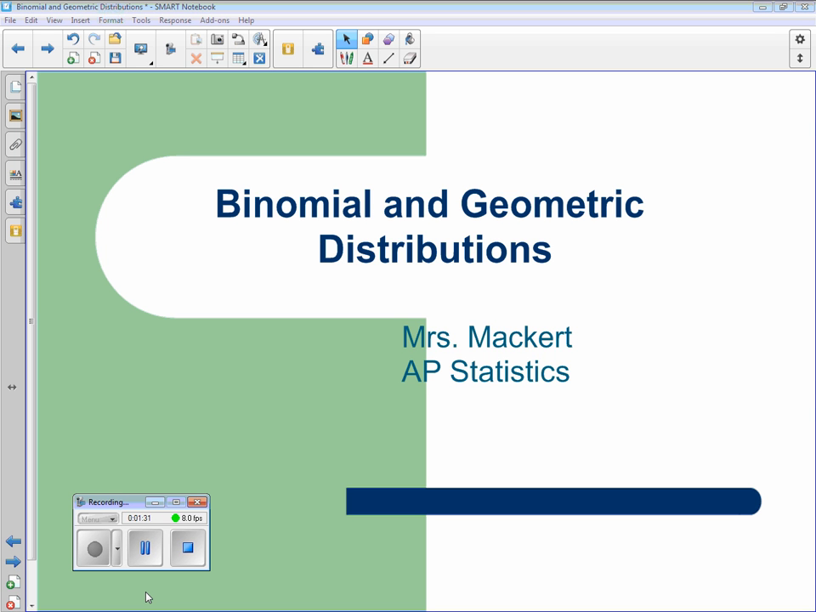Our calculator actually has both the binomial and geometric models already in it, and also has normal as well. So lucky for us, we're technologically advanced, and we don't have to use the tables. And AP actually allows us to not use them. So yay. So here we go.